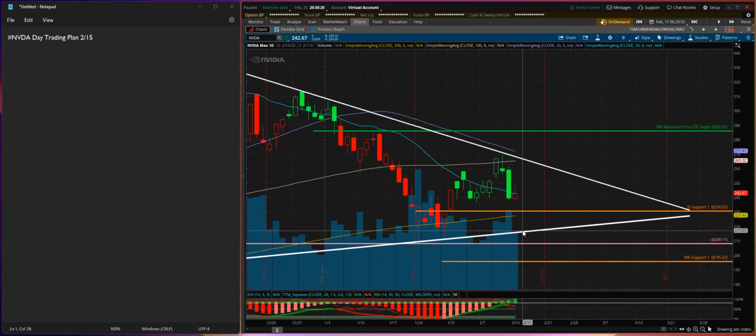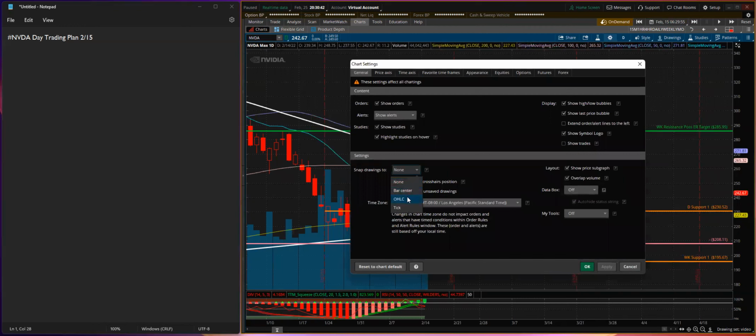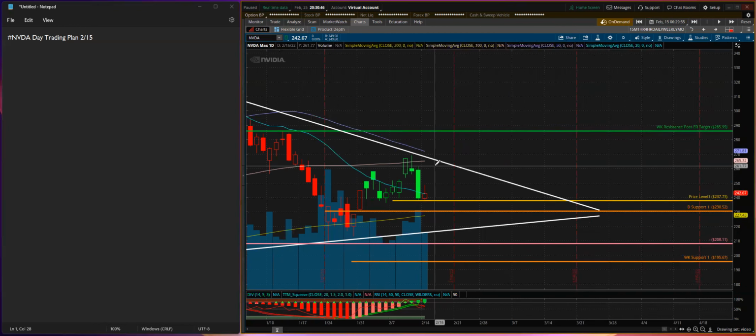So let's say I'm preparing for tomorrow, February 15th, and let's start off right here with a little tiny candle. We have a little bit of a double bottom right here from yesterday's candle, from the resistance and support right here. So let's plot our first support right here, let's fix this real quick. First support right here, 237.70 on the video.